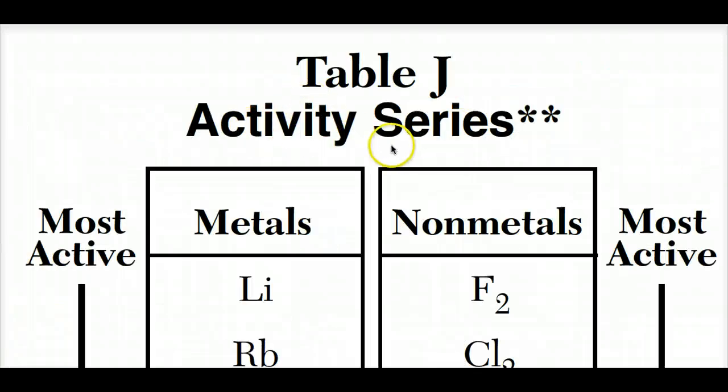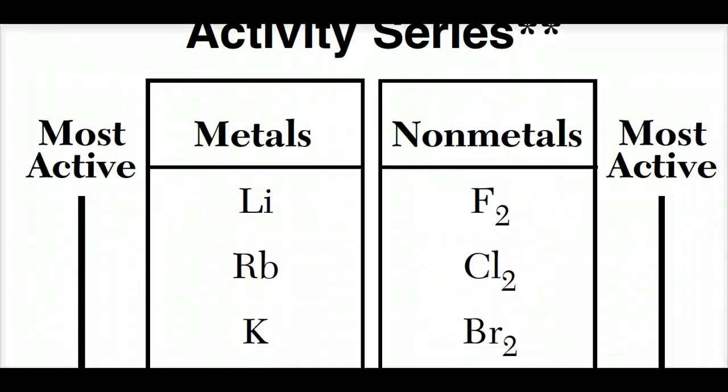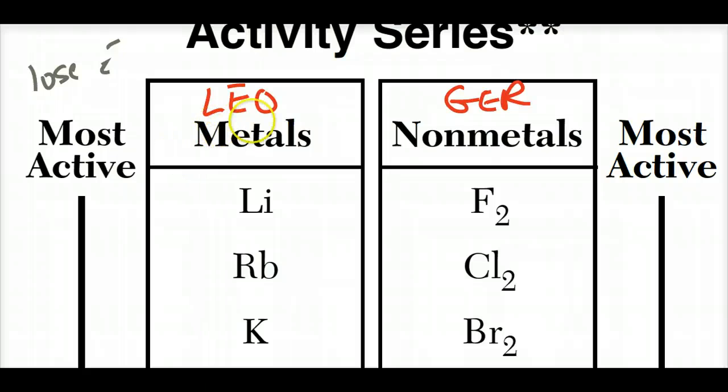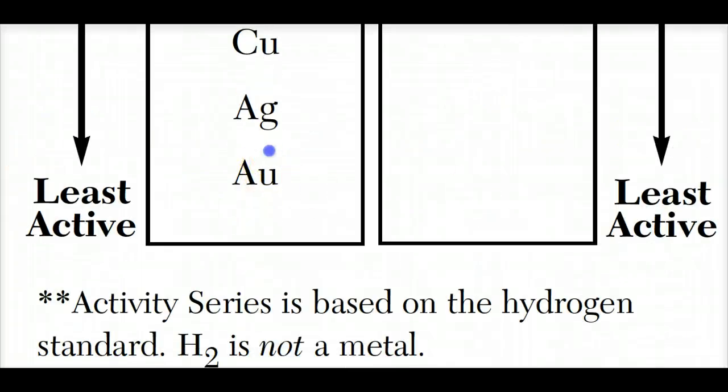So table J is an activity series, and it shows how metals and nonmetals tend to react. Now the most active metals are listed, and the most active nonmetals are listed. Now we should know that metals tend to lose electrons. So we have a mnemonic, Leo the lion says grr. Metals tend to lose electrons, and this is called oxidation, losing electrons. So this is showing the most active metals, meaning the ones who oxidize the best, the ones who lose electrons the best. So lithium, of all the metals, is the best at losing electrons, whereas gold is the worst.